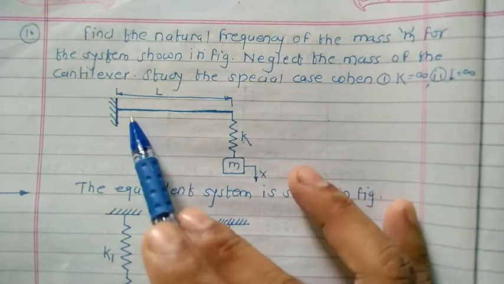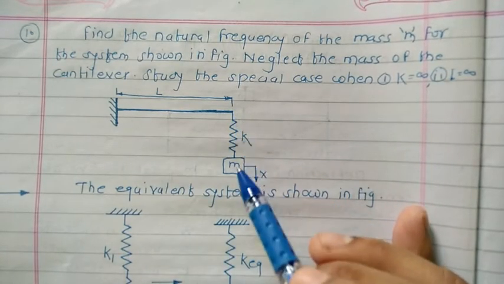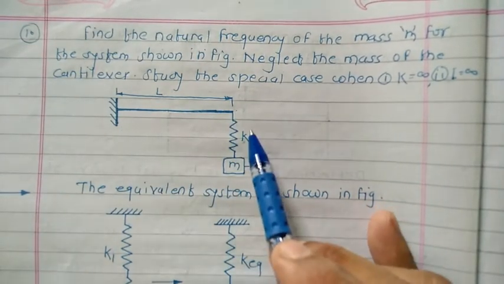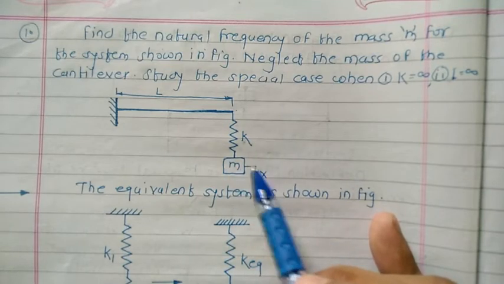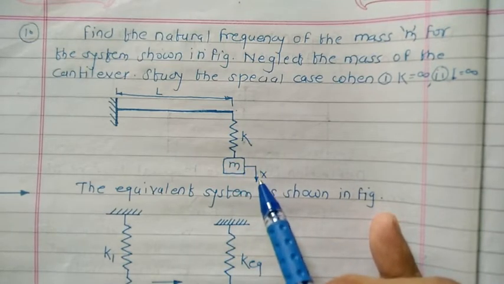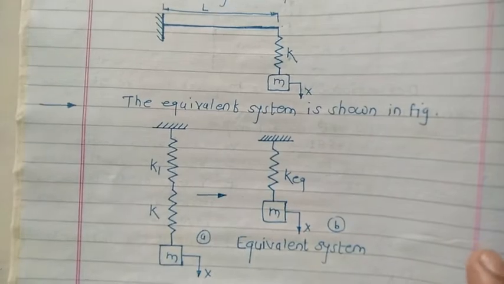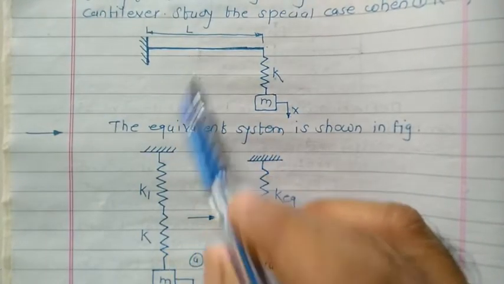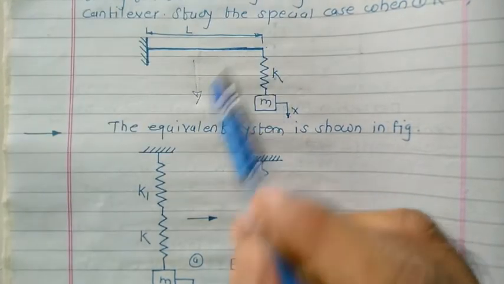A cantilever beam is given. At the end of this beam, a spring mass system is attached. The length of the beam is L, the stiffness of the spring is K, and the mass is M, along with the displacement X. You can see the physical system here, and it can be converted into an equivalent system like this one.